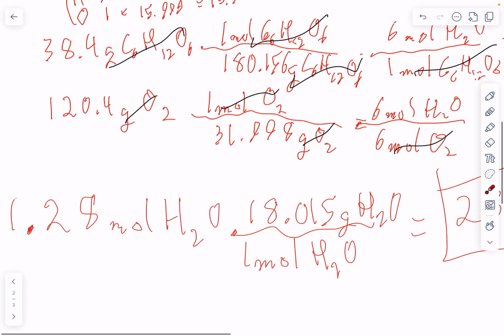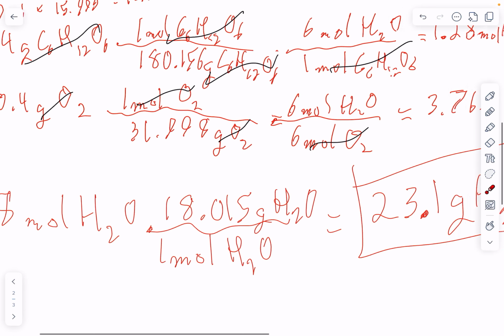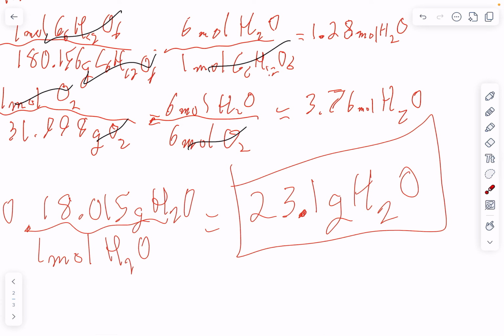All right. Now we do the same thing, but for the other reactant, oxygen. 120.4 grams of oxygen, that's what we're given in the problem. Divide by the molar mass of oxygen, 31.998. Multiply by 6 moles of water, divide by 6 moles of oxygen, and that's equal to 3.76 moles of water.